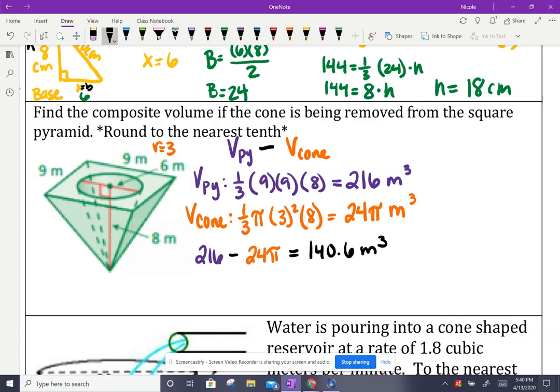And then we have one more composite. I think I'm going to do this as a separate video though, so hold tight.